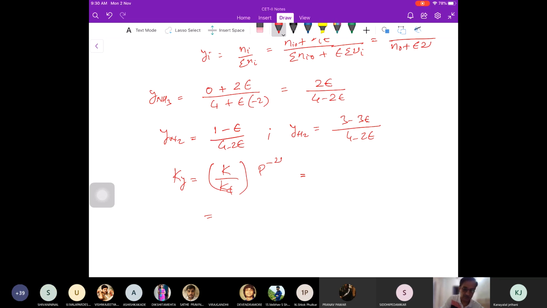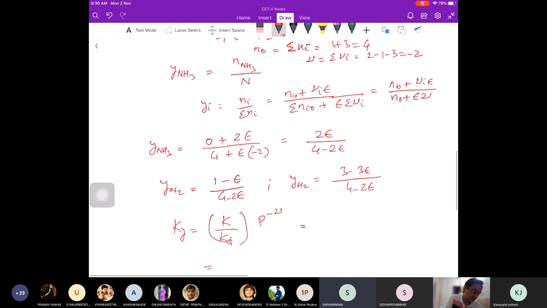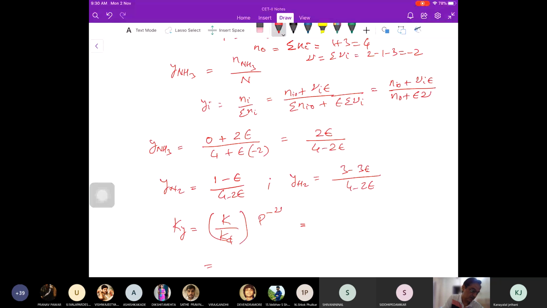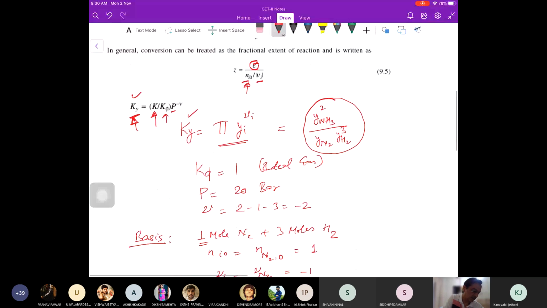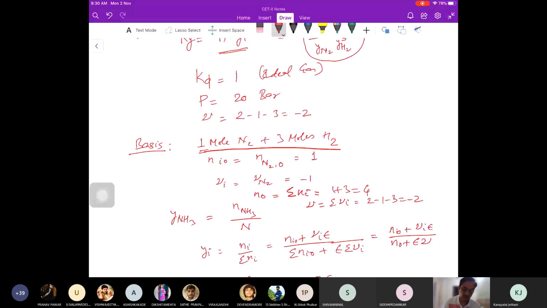सर, वो हमने इनिशियल मोल जब निकाले तो बस N2 का लिया था ना, 1 मोल बेसिस करके, और फिर YH2 निकालते वक्त फिर हम इनिशियल H2 के मोल्स 3 क्यों ले रहे हैं? 0 लेना चाहिए ना. नाइट्रोजन के लिए 1 लिया है, हाइड्रोजन के लिए 3 लिया ना. नहीं, हाइड्रोजन इज नॉट 0. हमारे बेसिस क्या है? 1 mole of nitrogen plus 3 moles of hydrogen.